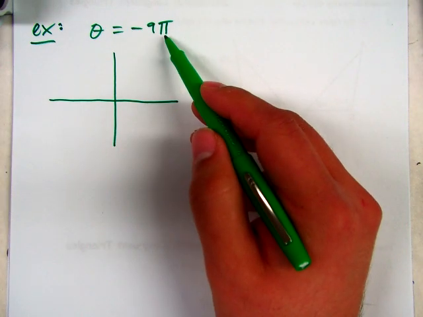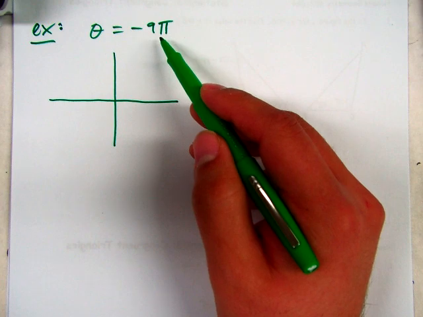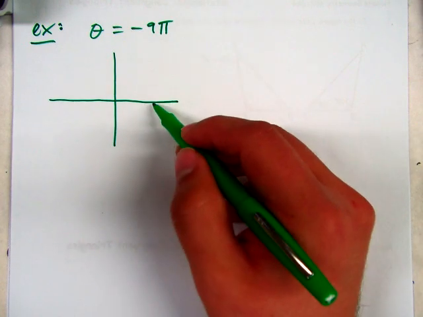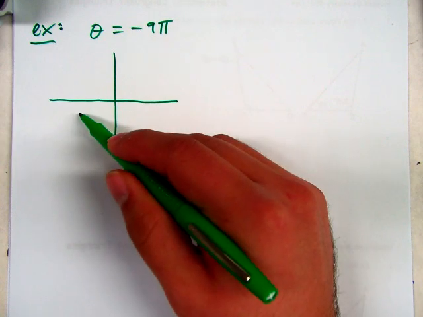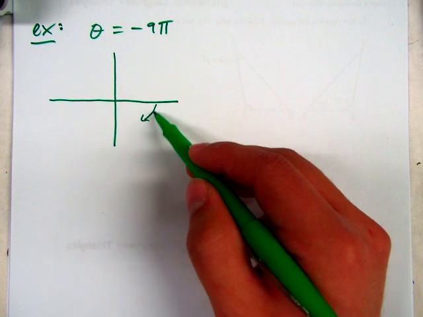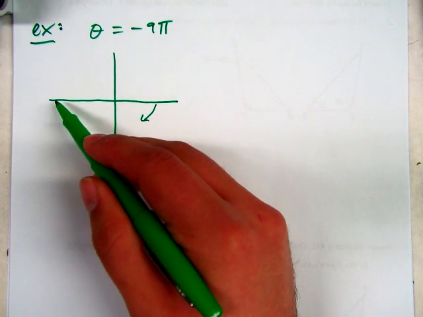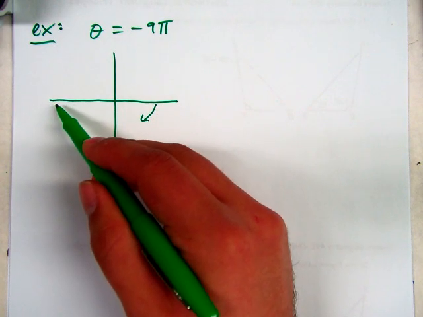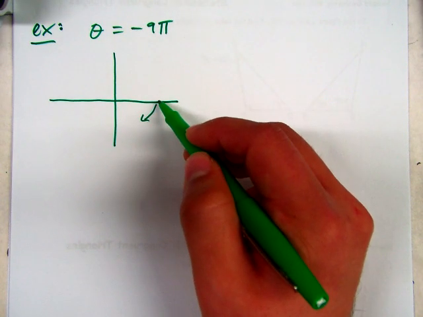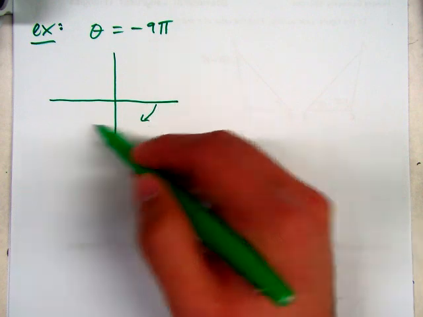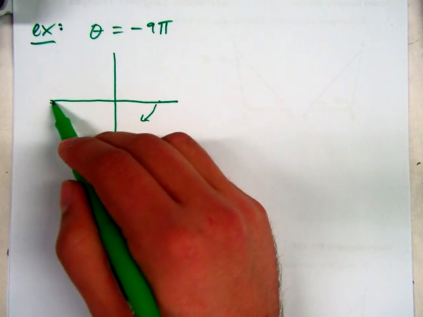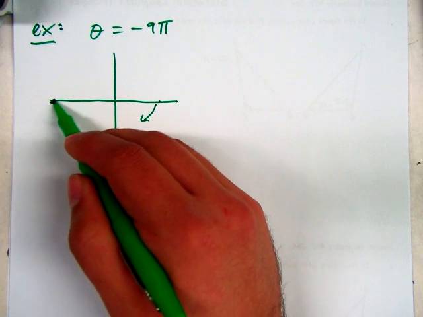You guys know what pi is, right? 180. Negative means we just go the opposite direction. Okay? So if I start out going this way, from here to here is negative 1 pi. Does that make sense? If I go all the way around, that's negative 2 pi. 3, 4, 5, 6, 7, 8, 9. Do you see how I got there so quick? Uh-huh.